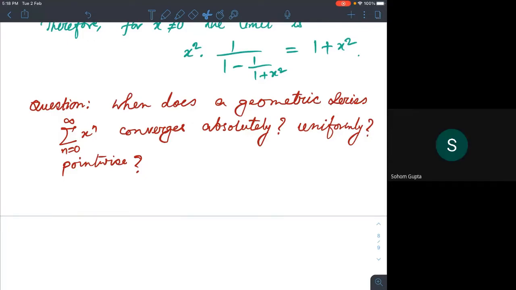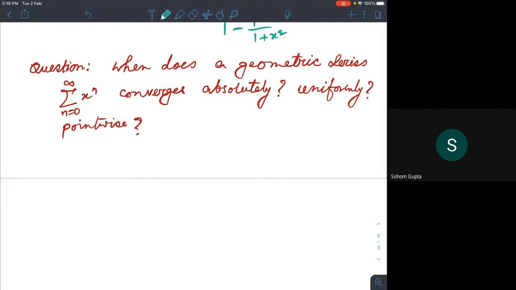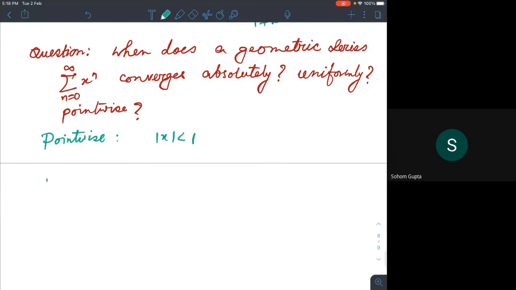Sir, if mod x is less than 1, then pointwise convergence is provable. Right. So pointwise, mod x less than 1. Absolutely, that will also be at mod x less than 1. All right, so is it clear?